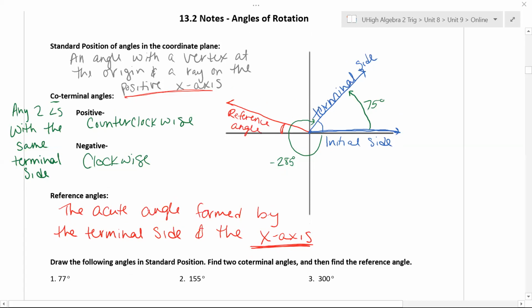And we're going to use this a little bit later today and show how reference angles can be used and can be helpful. So these are all of the definition pieces that we want to be able to identify. We have our initial side, our terminal side, our coterminal angles, and our reference angle.